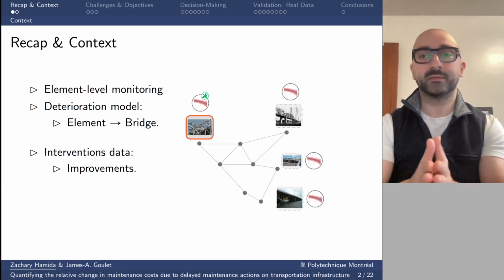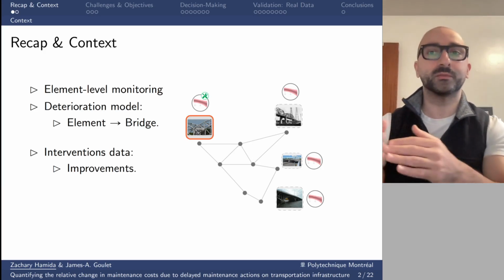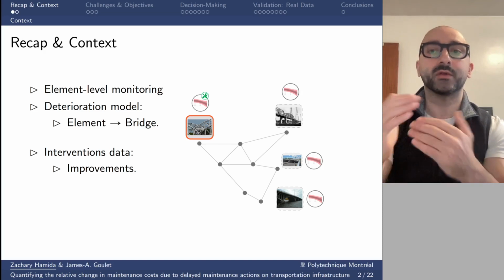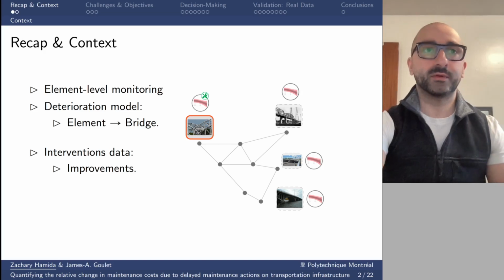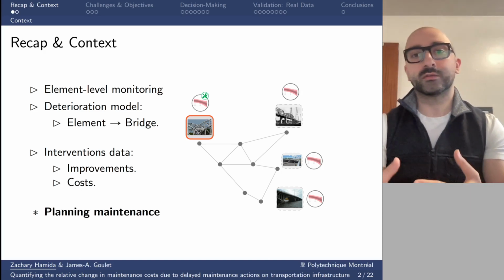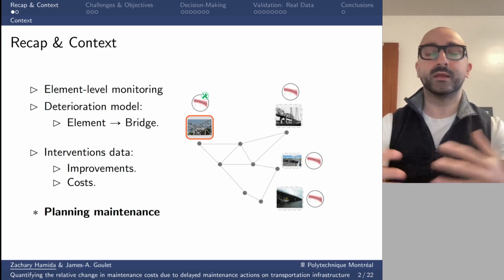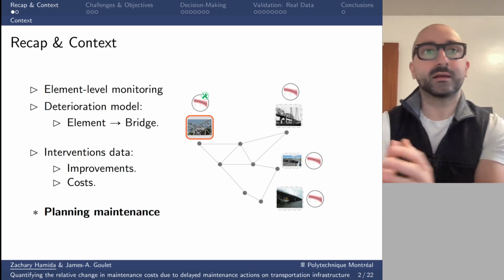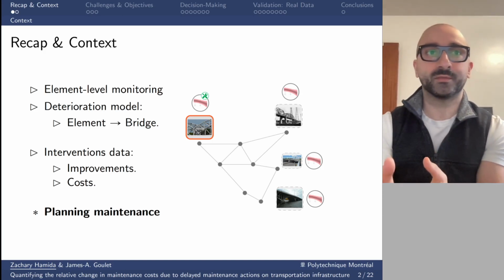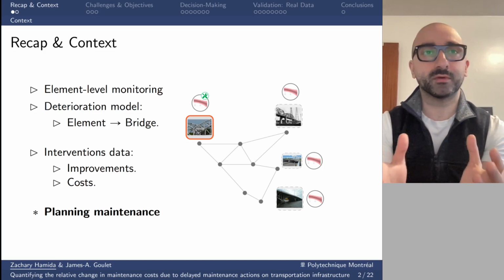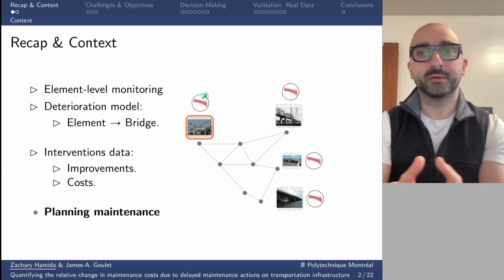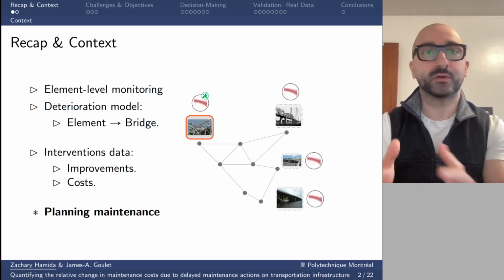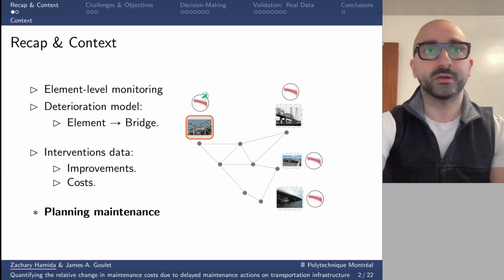So for example, if I'm doing repairs on a beam, how much improvement can I achieve with that repair on average? That's something that has been done in a previous work, which is quantifying the effect of interventions. And also, in addition to the effect of interventions, we need to know the costs that are associated with each intervention. So these components provide foundations for planning maintenance on transportation infrastructure, or designing frameworks or models for it.